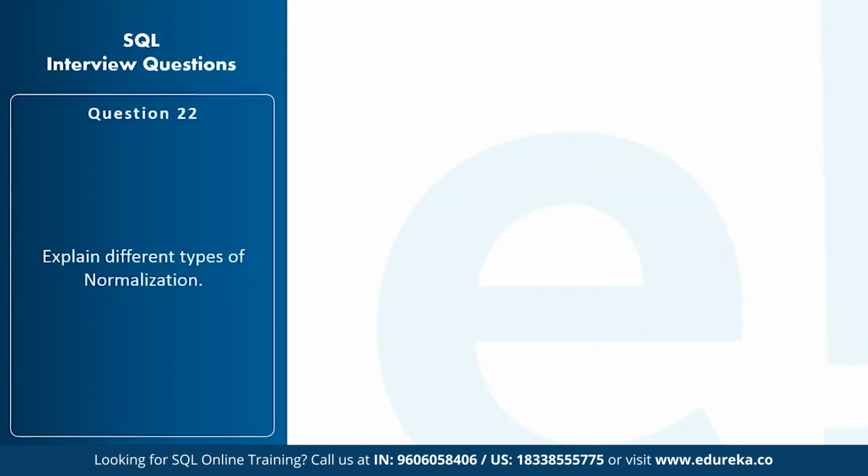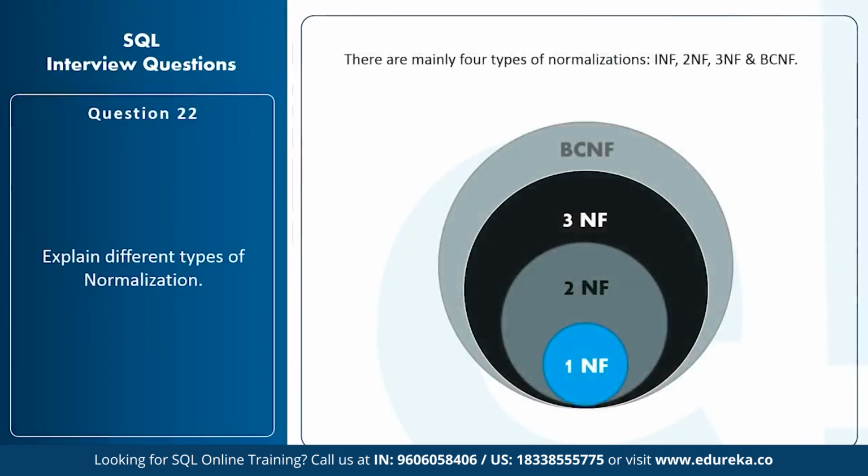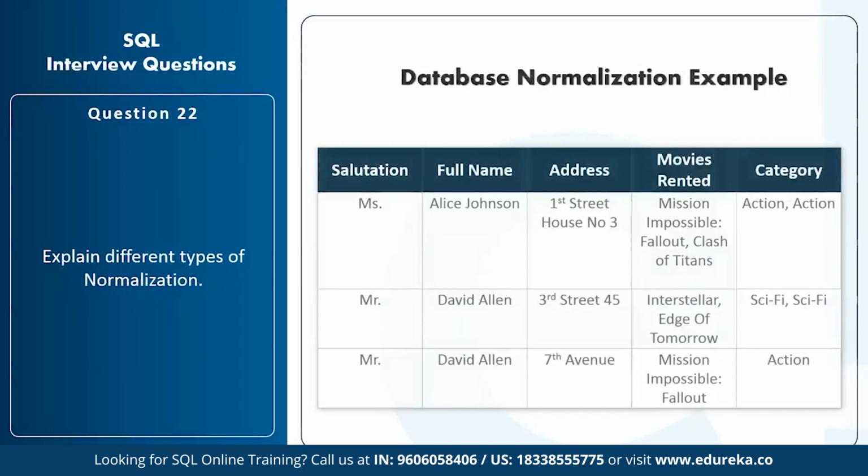That is, what are the different types of normalization? So there are mainly 4 types of normalization. That is 1NF, 2NF, 3NF, and BCNF. Now let me explain the different types of normalization with an example. So guys, this is the table that we're going to consider for the example. Now you basically have to apply normalization to this particular table.